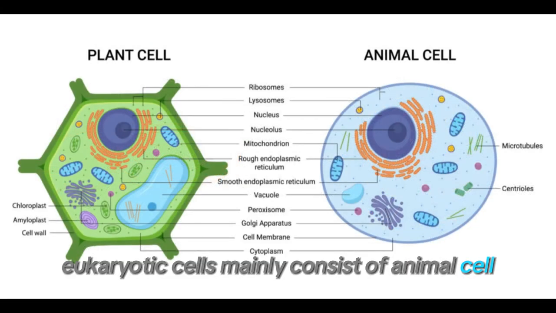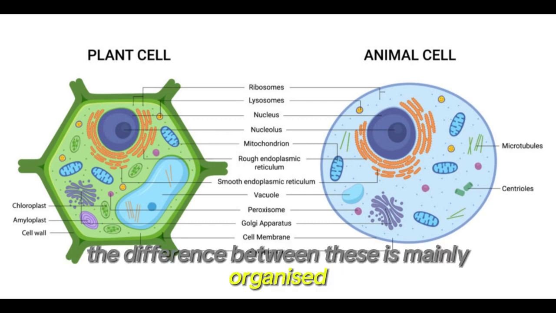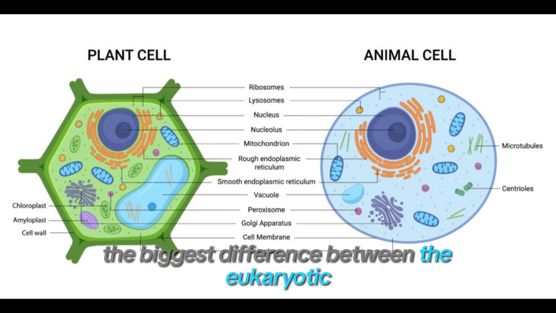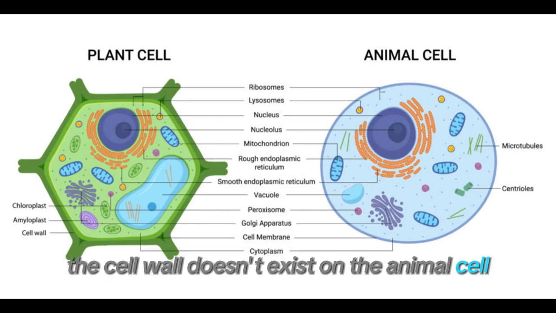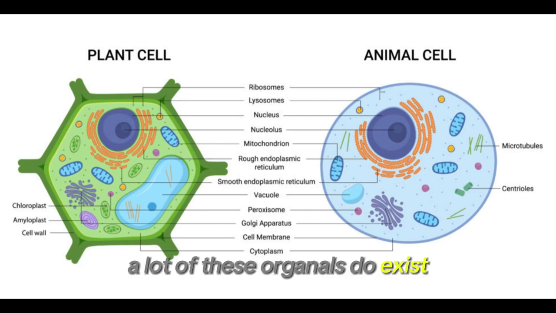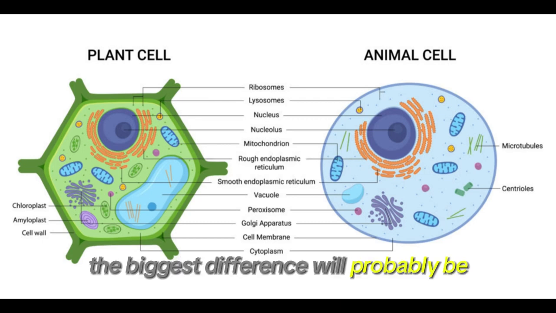Eukaryotic cells mainly consist of animal cells and plant cells. The difference between these is mainly the organelles and the structure. The biggest difference in the eukaryotic plant cell is the cell wall. The cell wall doesn't exist on the animal cell. A lot of these organelles do exist in both of these eukaryotic cells. The biggest difference would probably be the chloroplast.